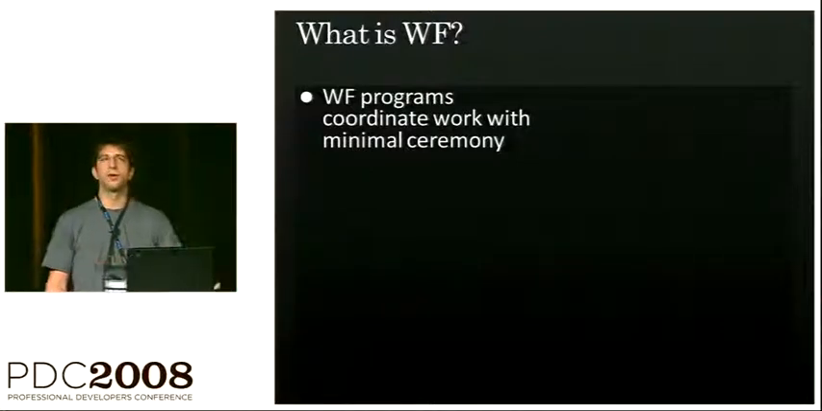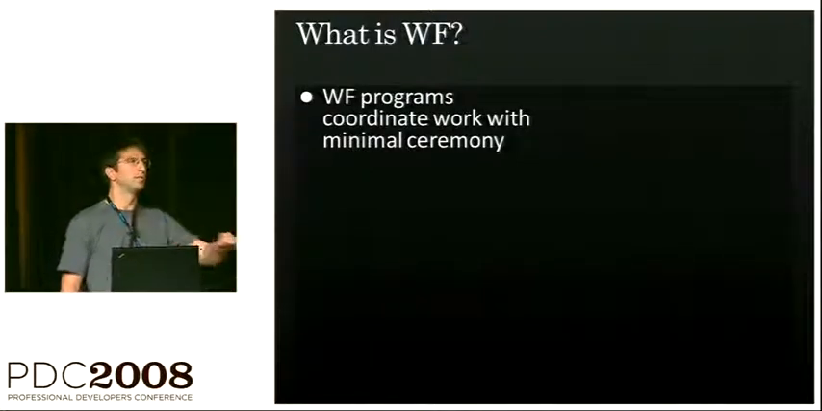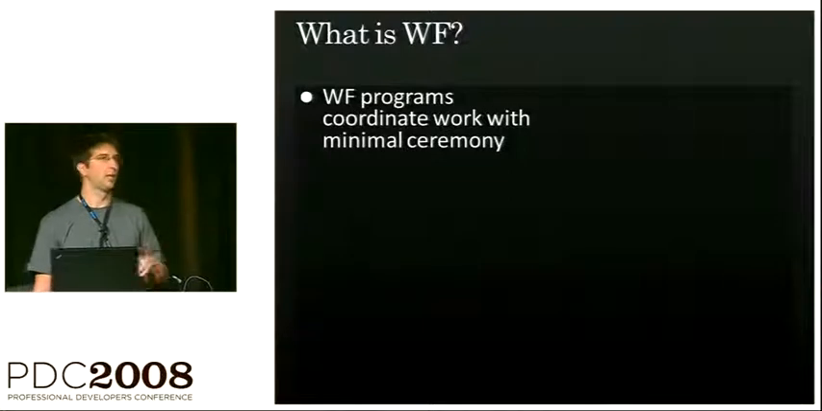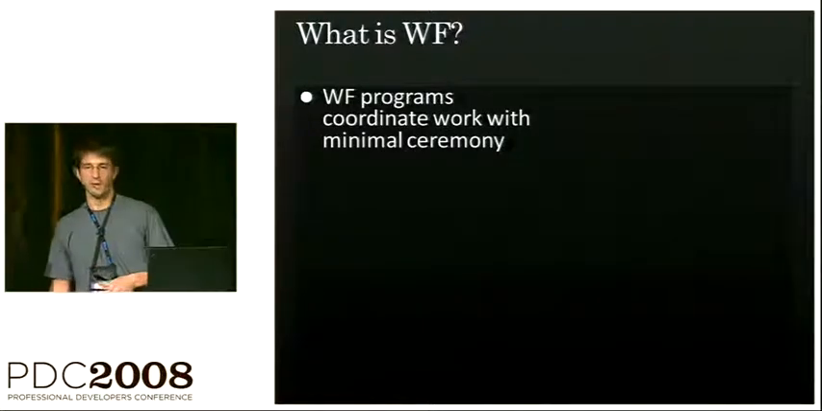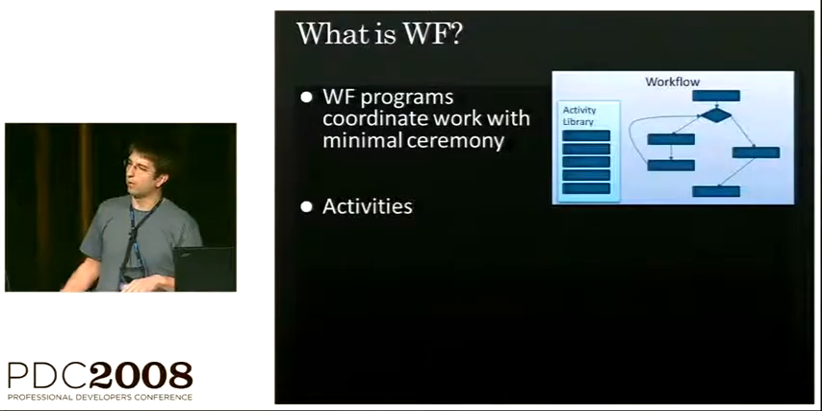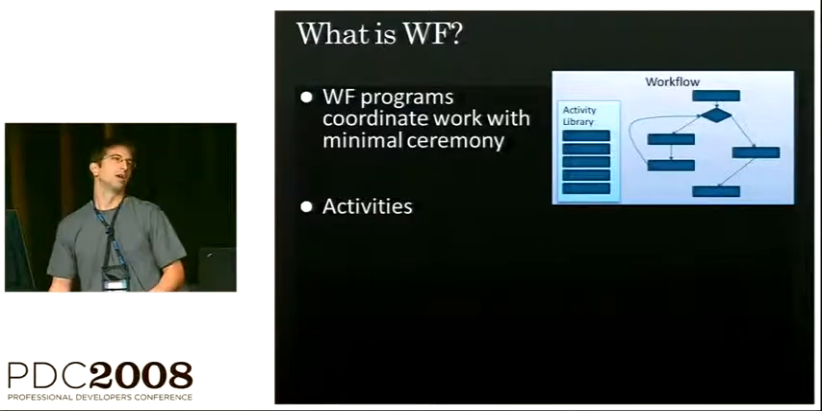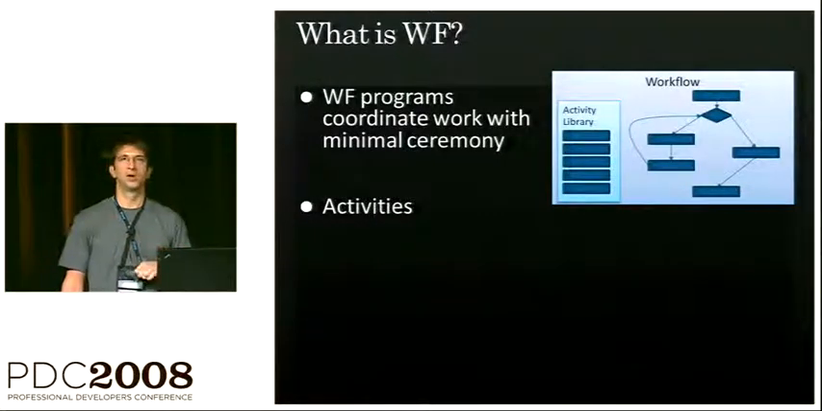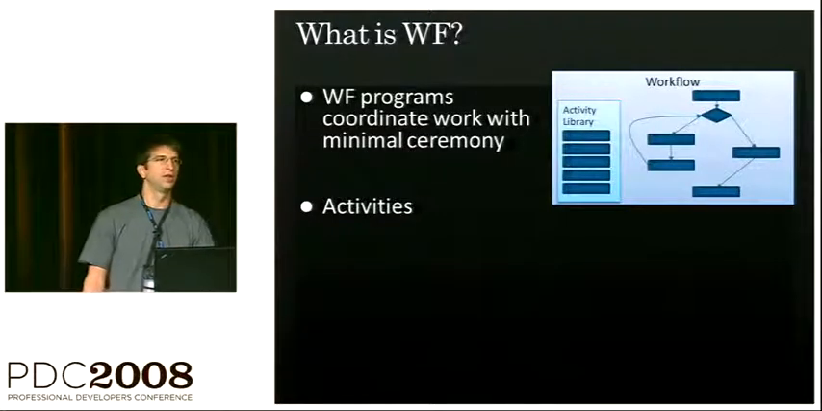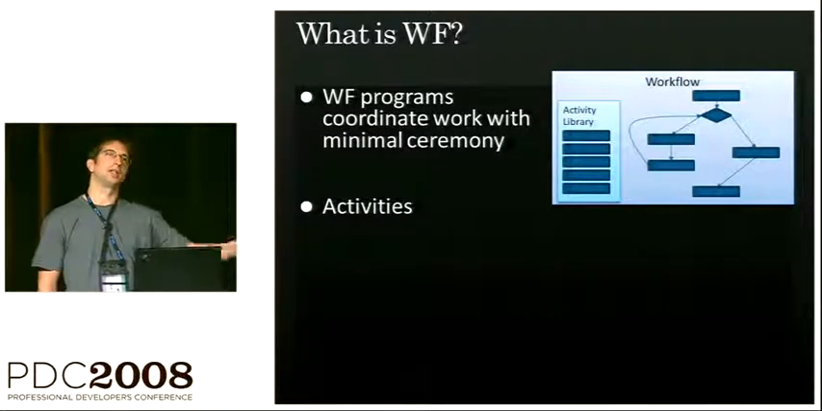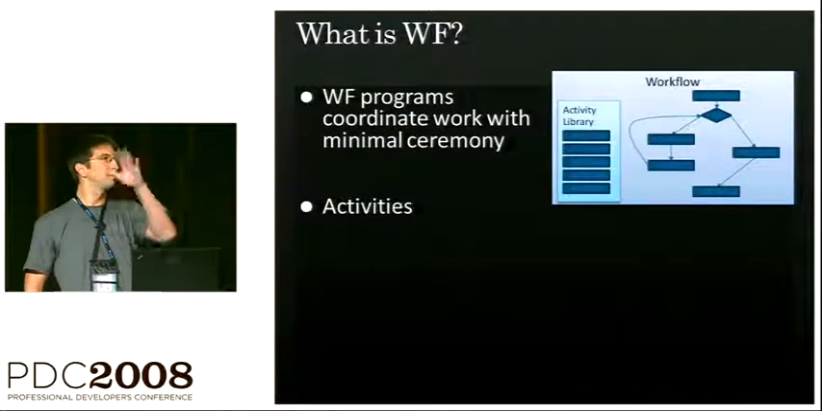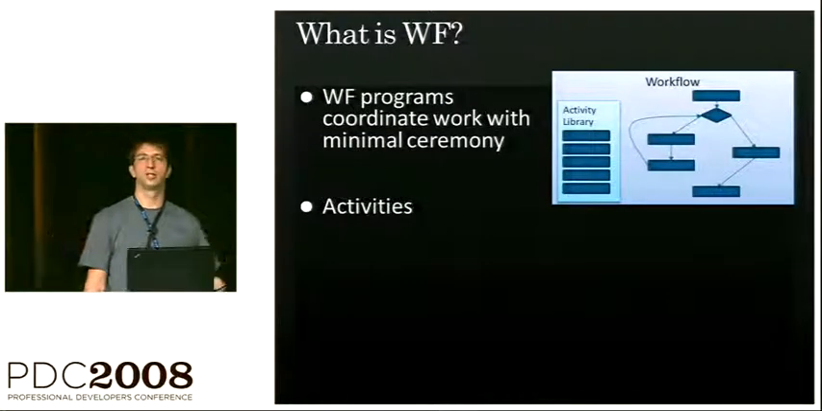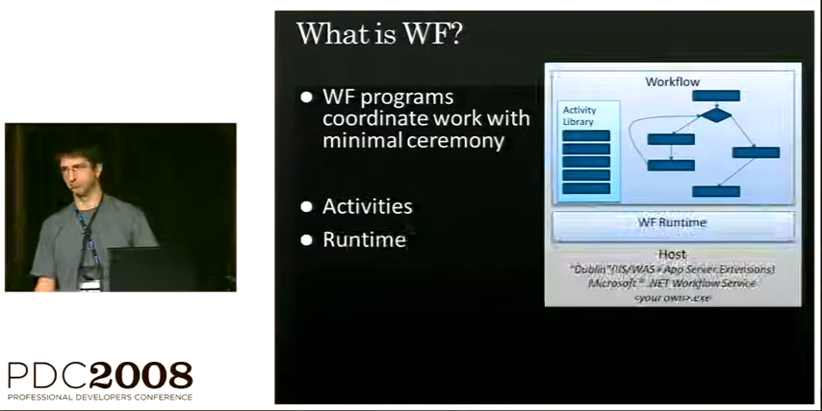WF is just another way to write programs. The spirit of WF is really coordinating work with as little fuss as possible. It's made up of 3 parts. Activities are the core abstraction for behavior, the unit of work in workflow. Activities are inherently resumable, so they lie around a lot, then something pokes them, they go and do a bunch of work, and then they go back to lying around where they complete.